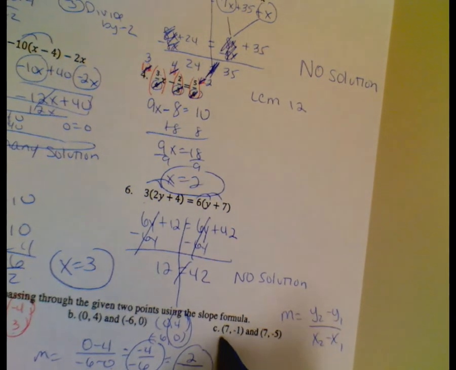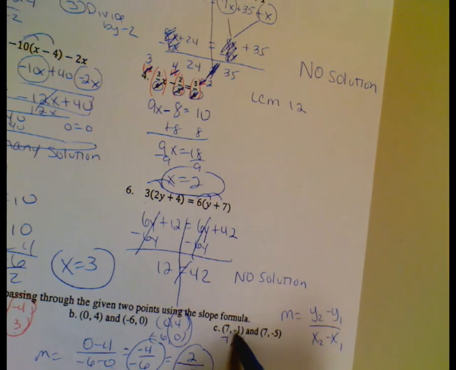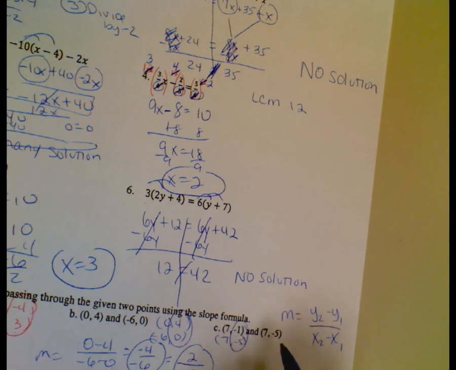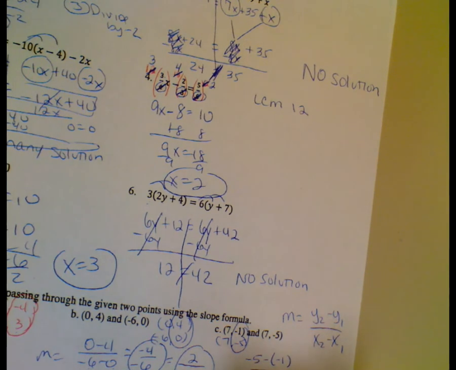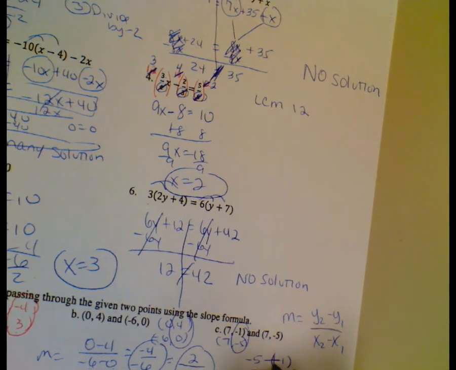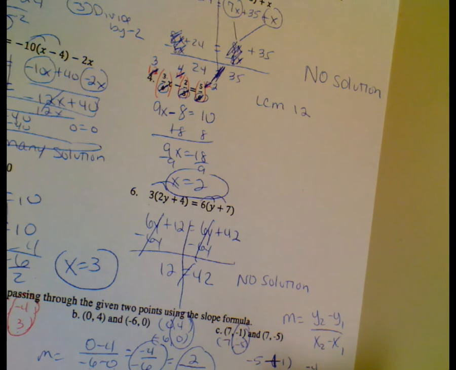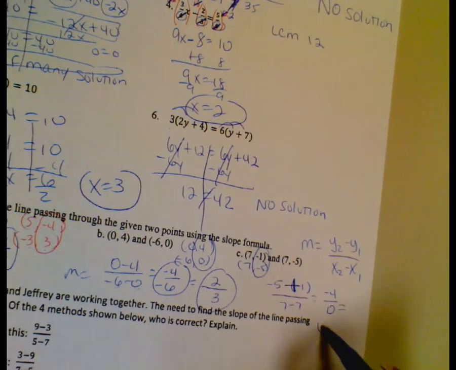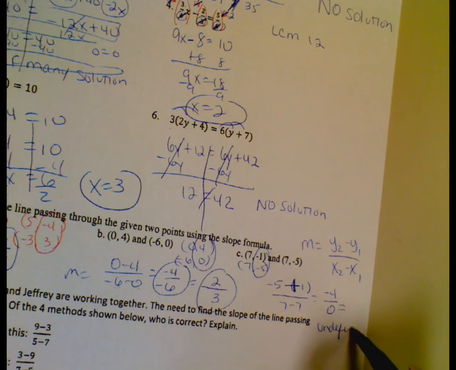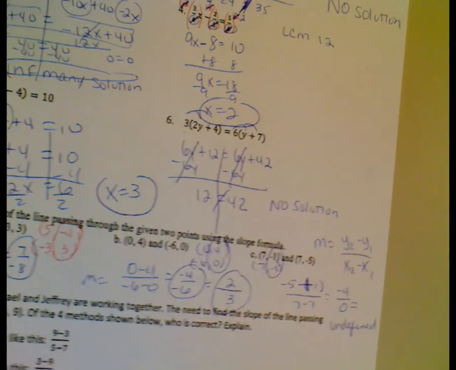So if I write these underneath each other, these two right here, you get negative 5 minus negative 1 over 7 minus 7. 2 negatives make a positive. Negative 5 plus 1 is negative 4. What's 7 minus 7? It's 0. So this one is undefined because you are not allowed to divide by 0.